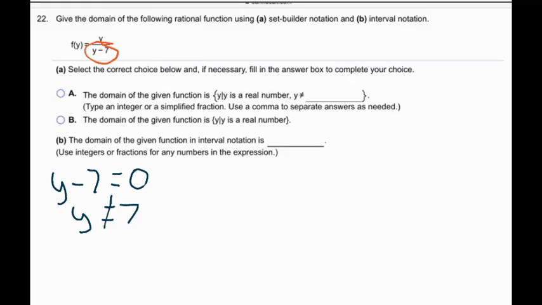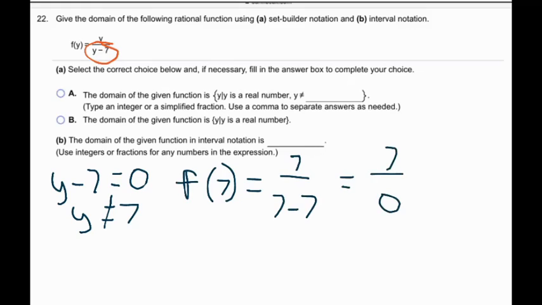So the reason being is, if we were to let this function equal 7, we would get 7 over 7 minus 7, which yields 7 over 0. Notice that we have division by 0. That makes this undefined. So for that reason, 7 is an excluded value.